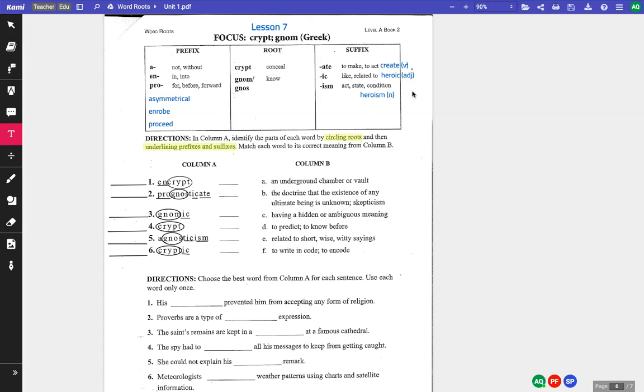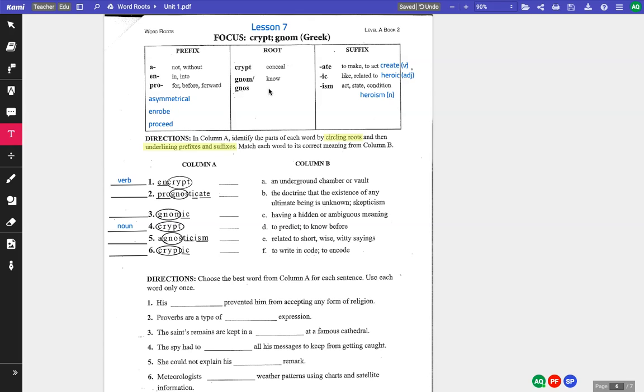Now, there are a couple of words that you can see that don't have any suffix this week, so I'm going to help you with those because those can be tricky. To encrypt is something that you do. And the word crypt is a noun. A crypt is a thing, encrypt is a verb. So words that don't have a suffix, we don't really have that information to provide any clues, but having that root doesn't indicate that it's any particular part of speech.